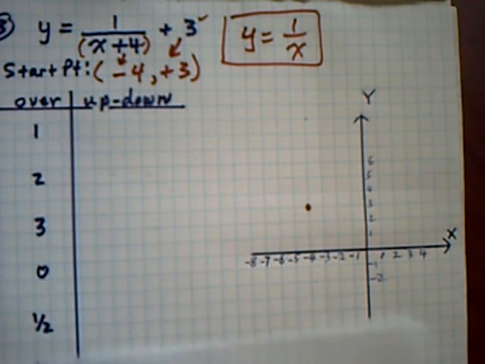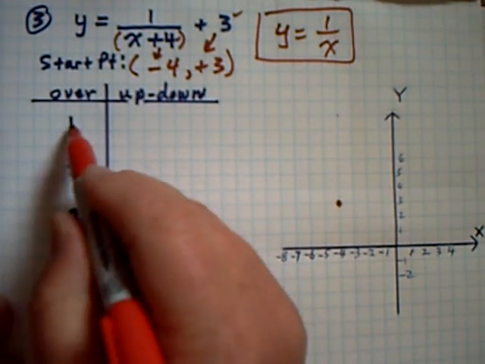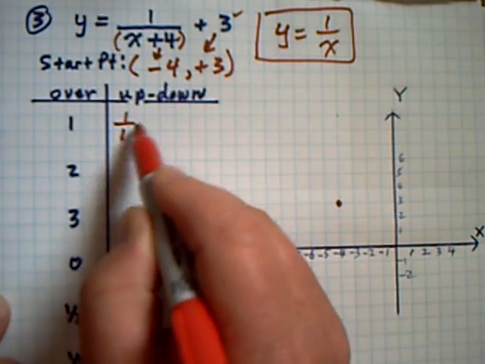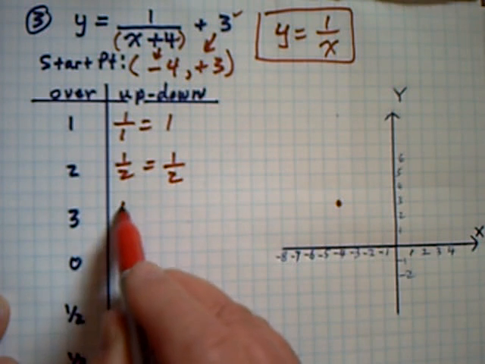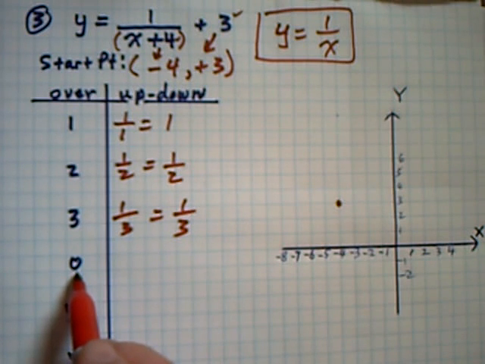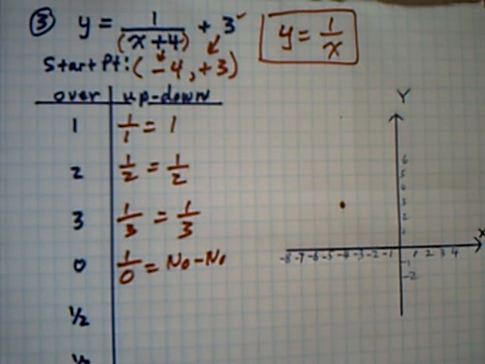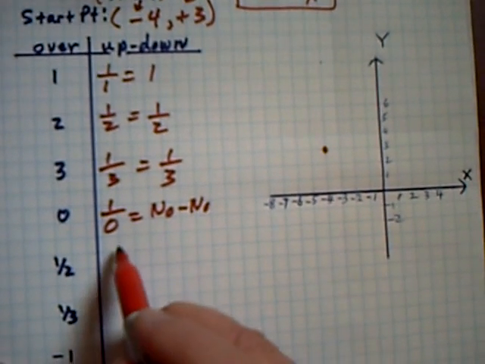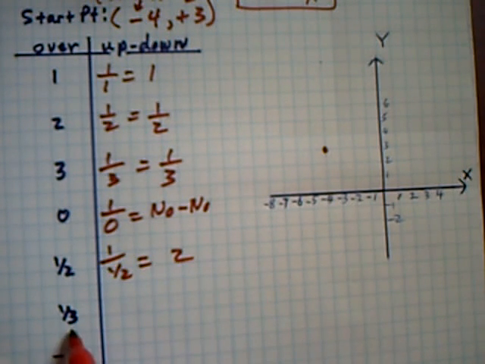Okay, so here's what our over, up, down table looks like. I go over 1, I go up 1 over 1. I go over 2, I go up 1 over 2, which is a half. I go over 3, I go up 1 over 3, which is a third. If I go to the left or right 0, I go up 1 over 0, which is a no-no. So for real numbers, there's nothing that exists at that point. If I go to the right a half, I go up 1 divided by a half, which is 2. If I go to the right a third, I go up 1 divided by a third, which is 3.